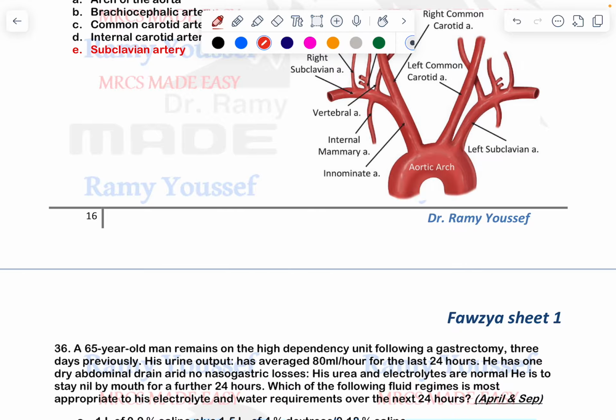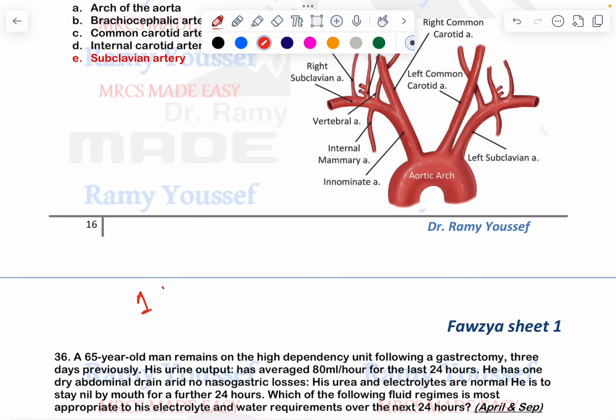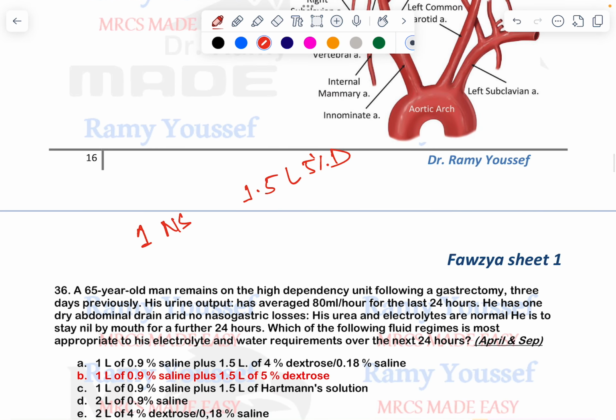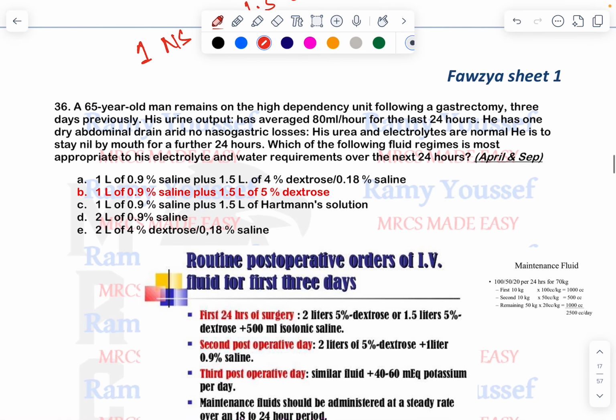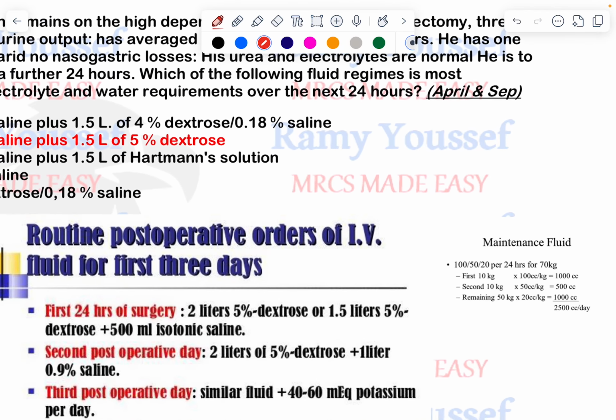So this patient needs normal saline: 1 liter normal saline, 1.5 liters 5% dextrose. This is the normal maintenance. In the first 24 hours, 2 liters of 5% dextrose, or 1.5 liters of 5% dextrose and 500 ml isotonic saline. So 500 ml isotonic saline is enough in the first 24 hours because less sodium is required. On the second day, you increase the maintenance fluid: 2 liters dextrose plus 1 liter saline.